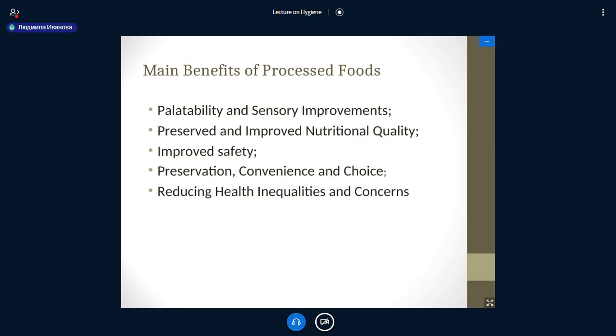Main benefits: palatability and sensory improvement, preserving and improving nutritional quality in some kinds, improved safety, preservation, convenience, and choice, and healthy qualities. And so this is in general.